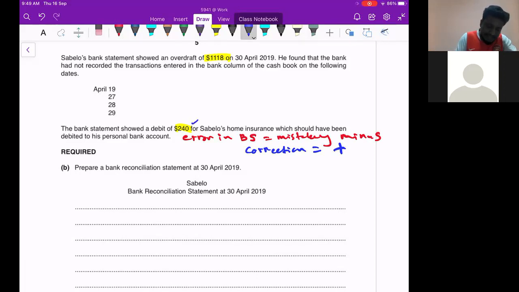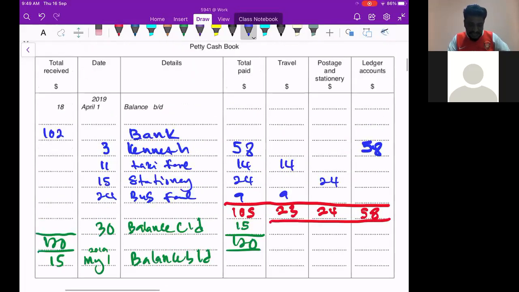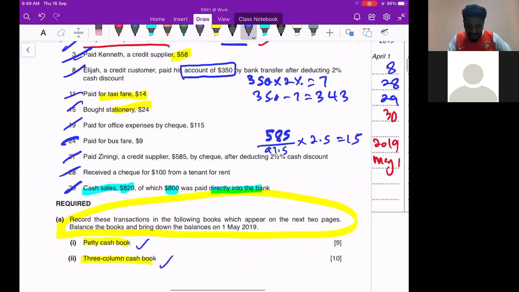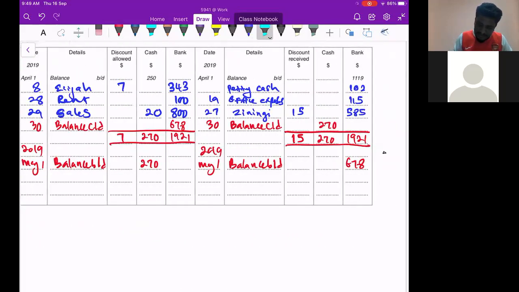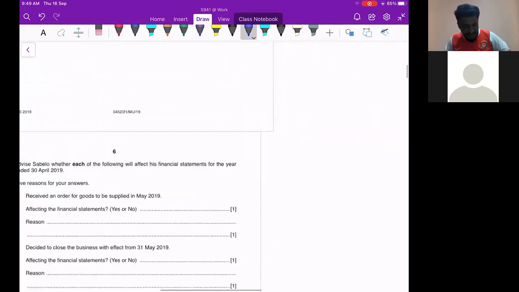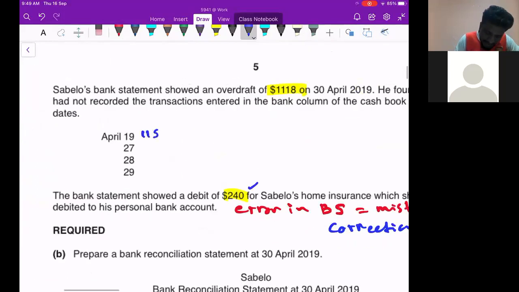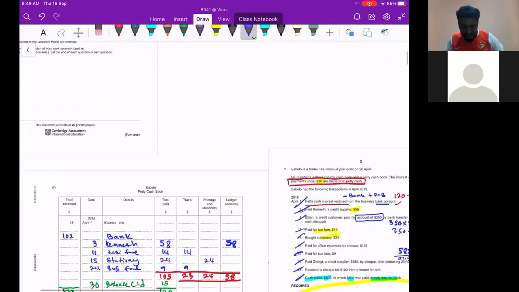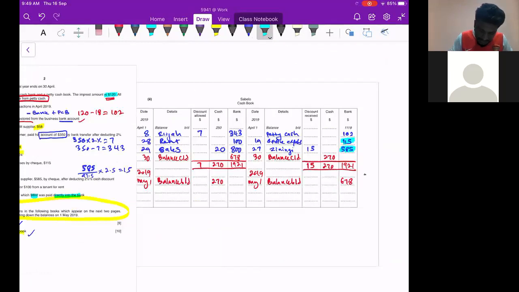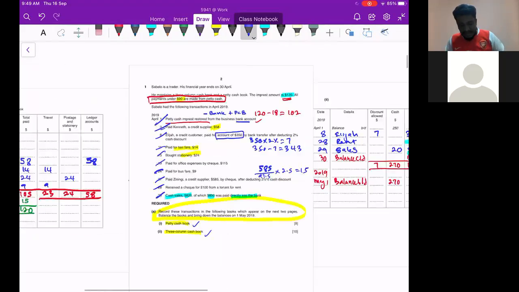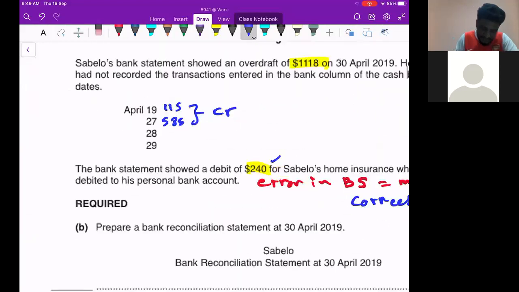So now we have 19, 27, 28, and 29. I want to make my life easy, so I'm going to check the cash book. I check the cash book, 19 and 27. I take these: 115, 585. I write the amount here. Both of these will be on the credit side. 28 and 29 are 100 and 800. They're on the debit side.